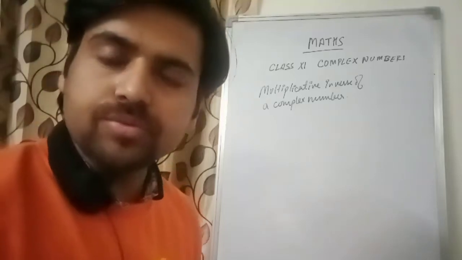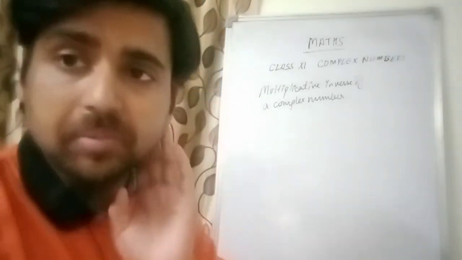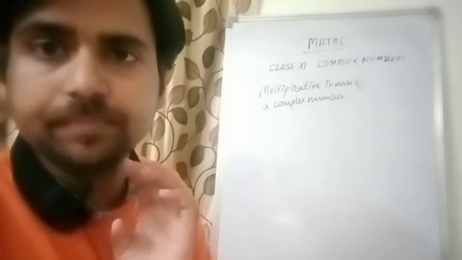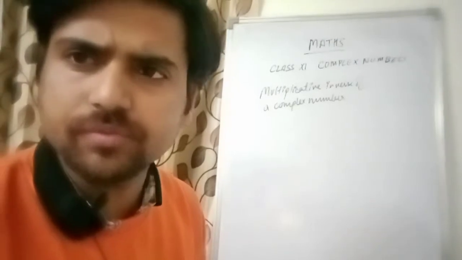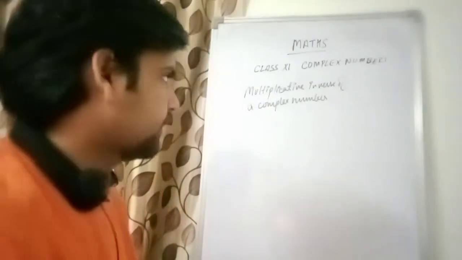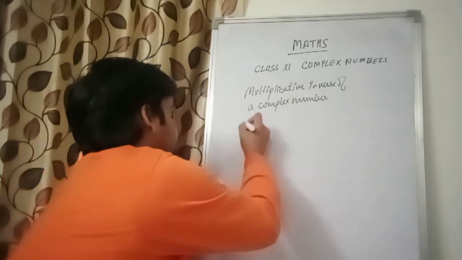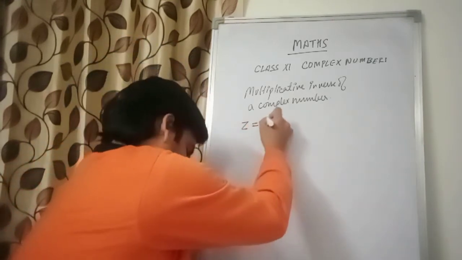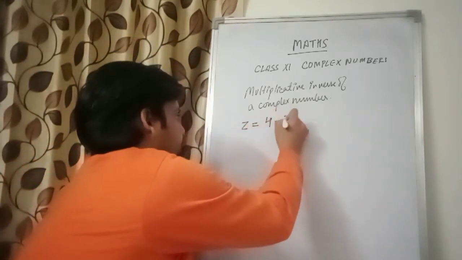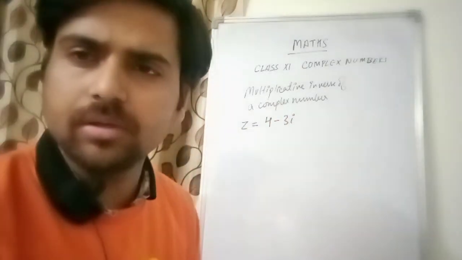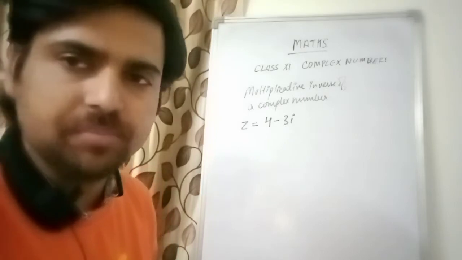So today we are going to see how to find out the multiplicative inverse of a complex number. What is the way to find the multiplicative inverse of a complex number? Let's say I have been given a complex number as 4 minus 3i. Now, the steps that are needed to find the multiplicative inverse of a complex number.